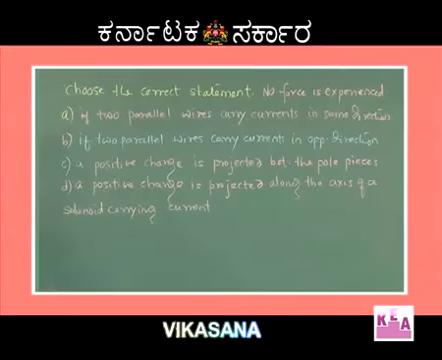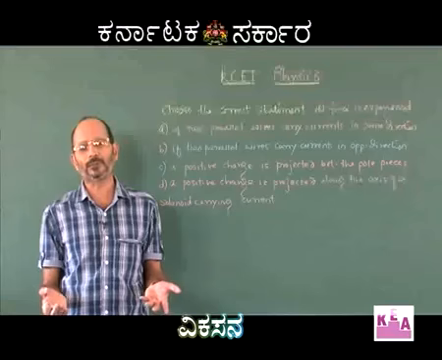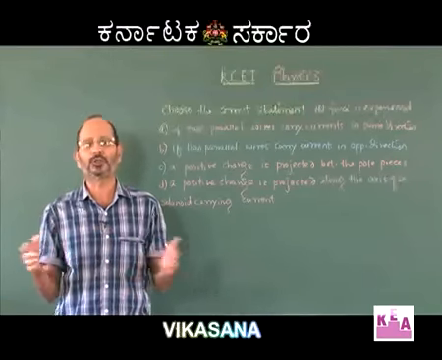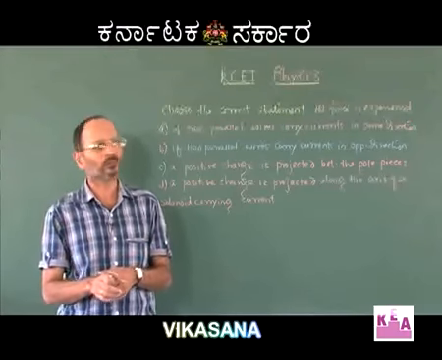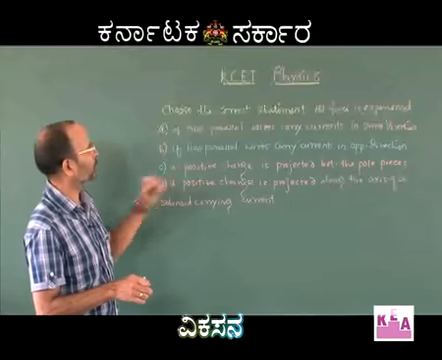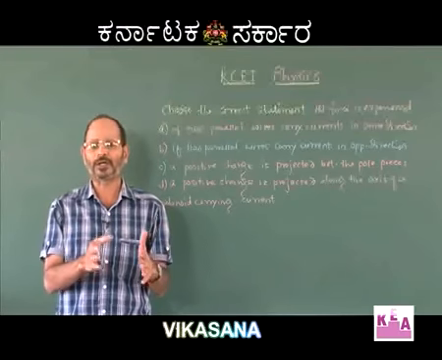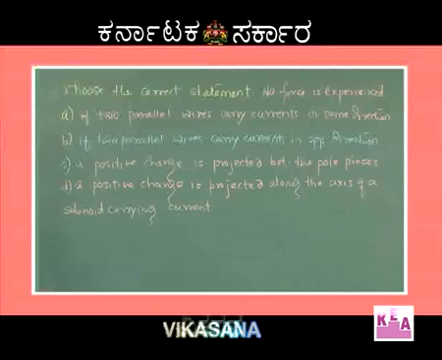Third, a positive charge is projected between the pole pieces. When there are magnetic pole pieces, there will be a magnetic field, and if you project a charged particle in the magnetic field at right angles to the field, definitely it will experience a force given by QV cross B. Of course, he has not told you how he has projected the charged particle, but if he says between the pole pieces, we can always imagine at right angles to the field between the pole pieces. So, we will discard even the third option also.